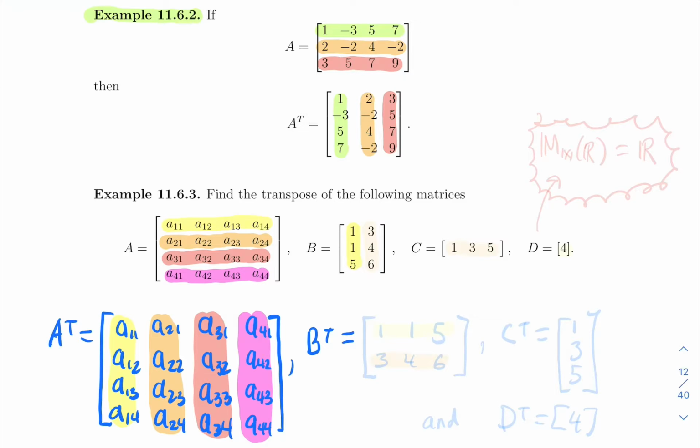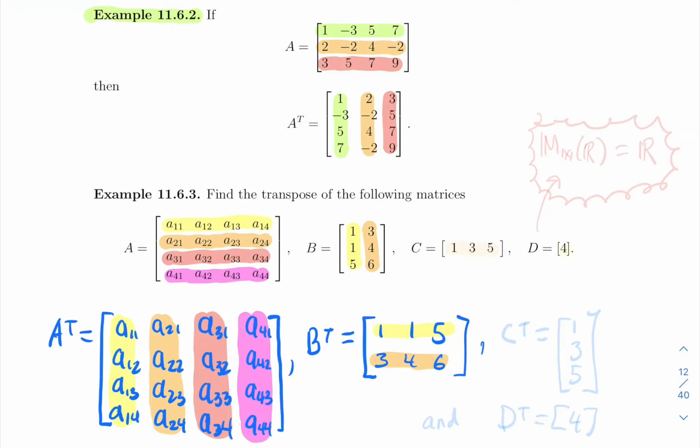So for B transpose, the first row would be 1, 1, 5, and that's for the yellow row. So the first column becomes the first row. And then if I use orange for the second one, 3, 4, 6. That's my orange row here. That's it for B transpose.